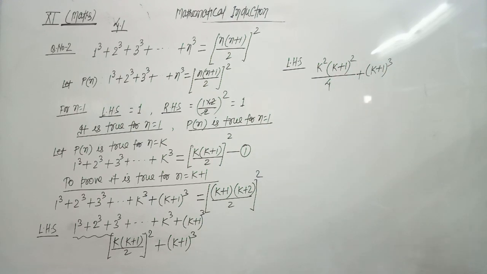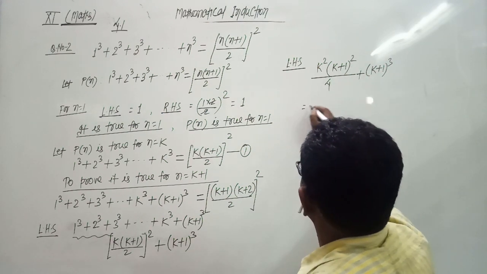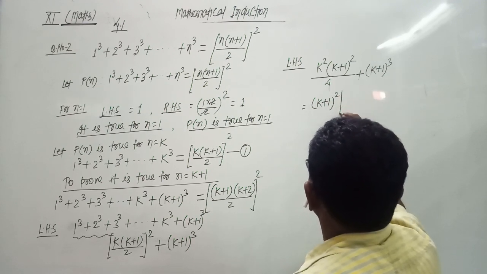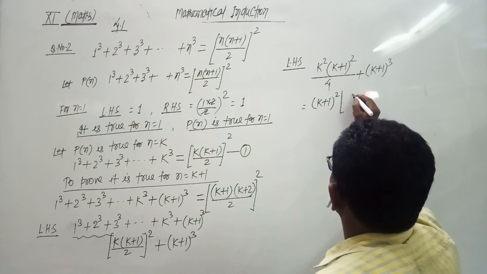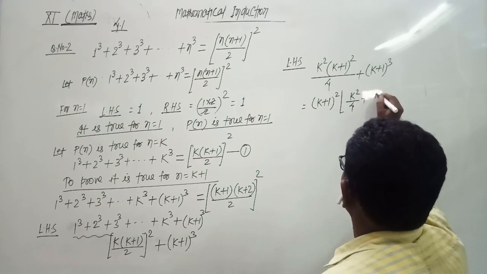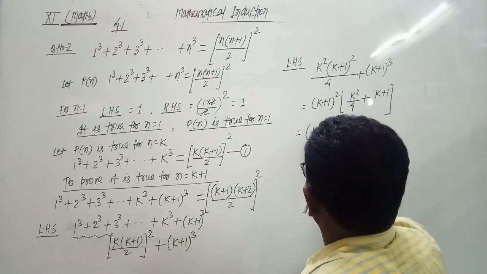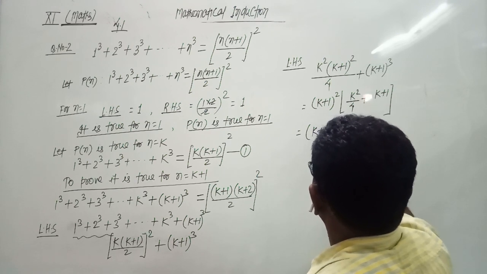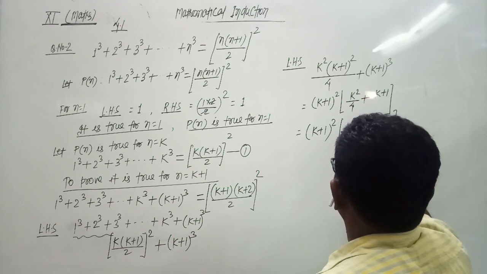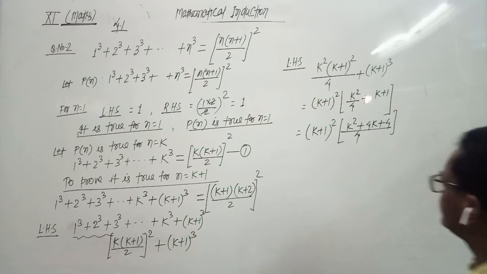From these two terms, we take common as k plus 1 the whole square. It remains k square upon 4 plus k plus 1. Then k plus 1 the whole square, and by taking LCM 4, we get k square plus 4k and plus 4.